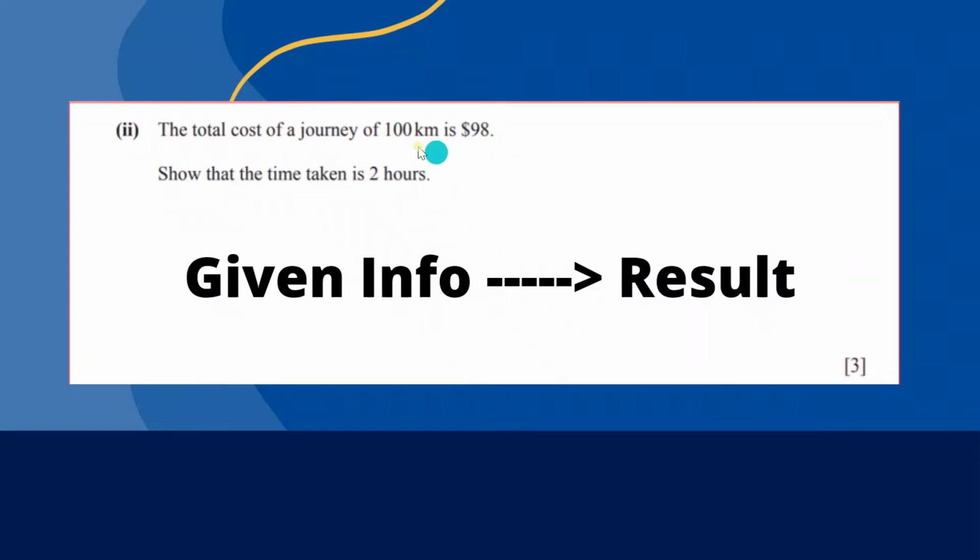So for this question, you're not supposed to start with 2 hours and work your way backwards to 100 kilometers and $98. But you're supposed to start with 100 kilometers and $98 and eventually work your way to the result, that is 2 hours. Otherwise, you'll just lose marks.